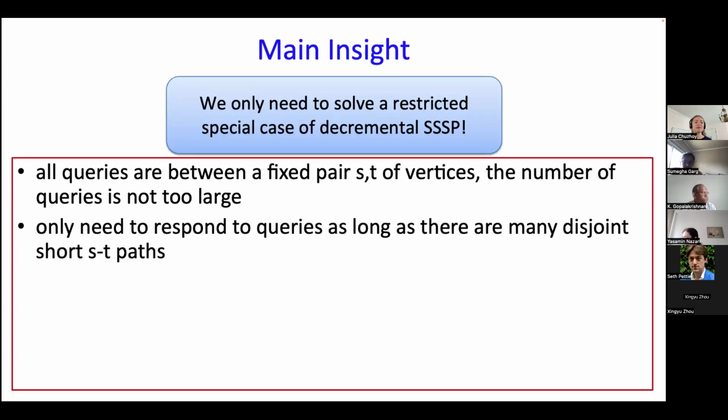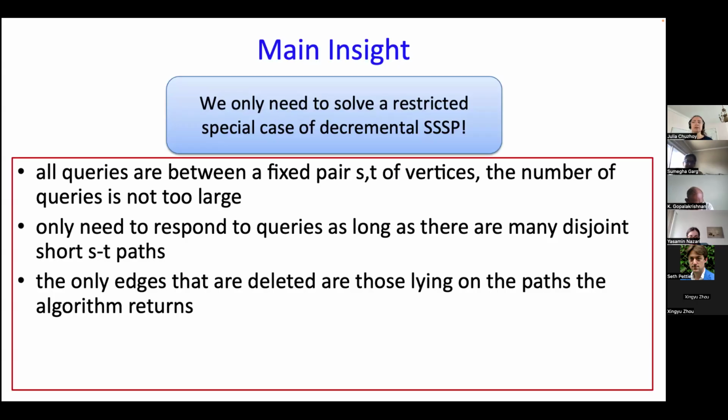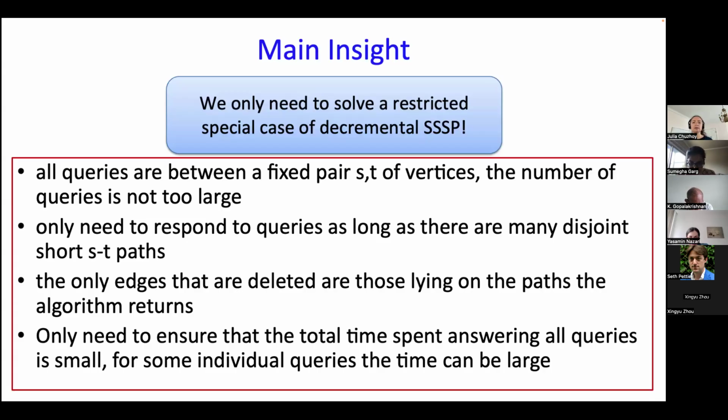Second, and this seems to be a really important one that actually gives us an edge, is that we only need to respond to queries as long as there are many disjoint and short ST paths. Also, the edge deletions are not completely crazy. Edges are only deleted when they lie on the paths that our algorithm returned in response to queries. So they're somehow a little controlled. And also, we only care about the total time it takes to respond to all the queries. If some query takes more time and some other query takes less time, that's fine by us.